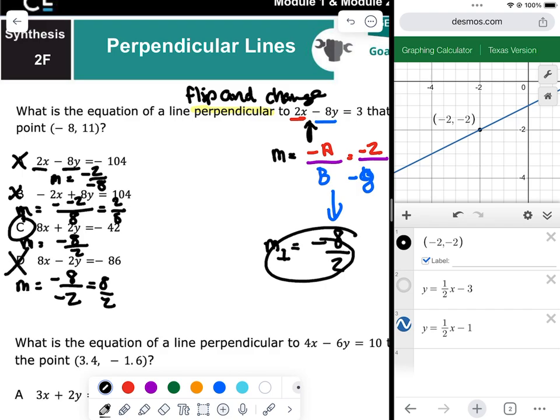Now, remember, perpendicular means flip and change. So notice that 2 is with X and 8 is with Y. Look at the correct answer. 8 is with X and 2 is with Y. And then notice that the change, here we have minus, here we have positive. So that's how we got C.